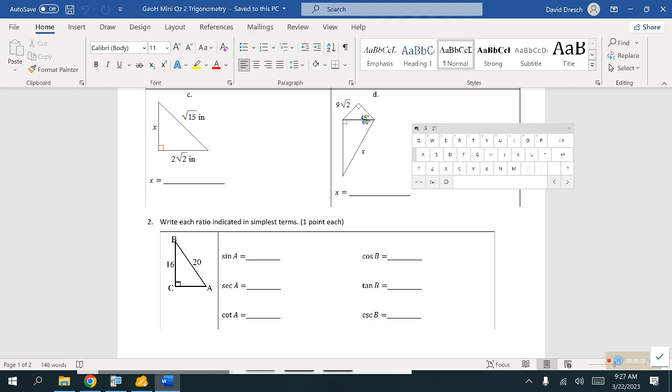And on that last one there, there's our shared side. 45 starts it off, and that's 9 root 2. We've got to multiply that to get the hypotenuse, with root 2. 9 root 2 times root 2 is 9 square root of 4, that's perfect, which gives me 18 as my shared side.